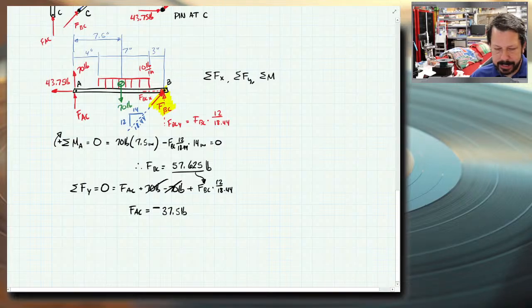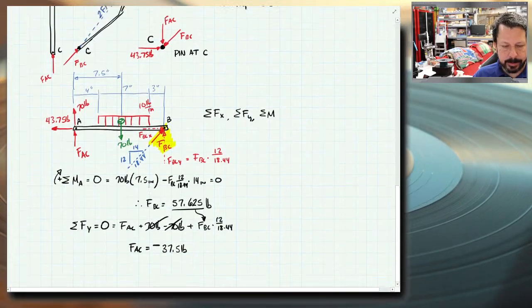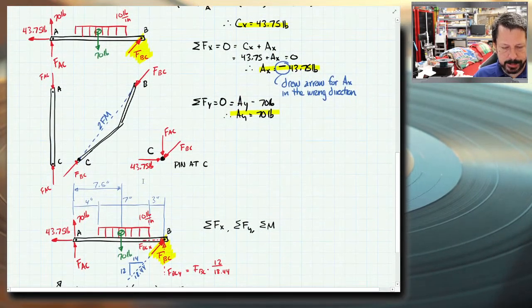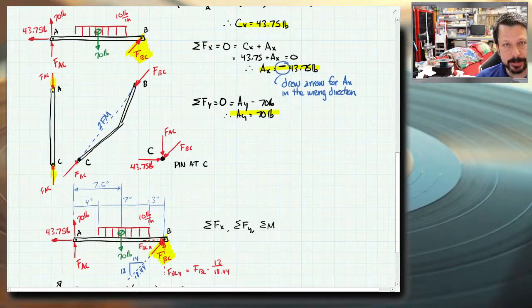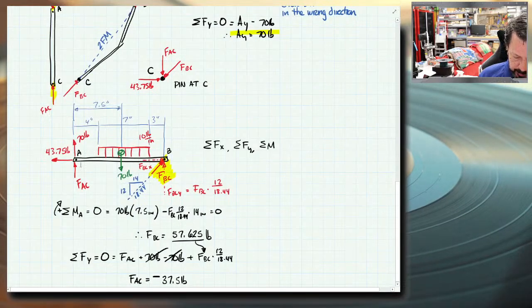And that negative sign means that every arrow FAC that I drew is in the wrong direction. Looking at it, I drew it in compression, but all of those arrows are backwards from what they need to be, so it's actually in tension. So member AC is actually a tensile member. All right.